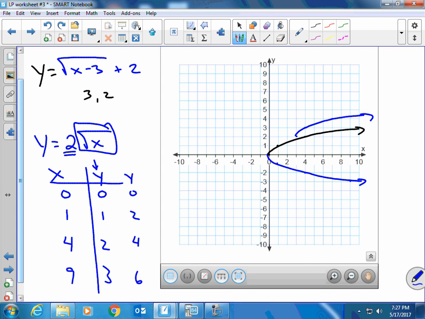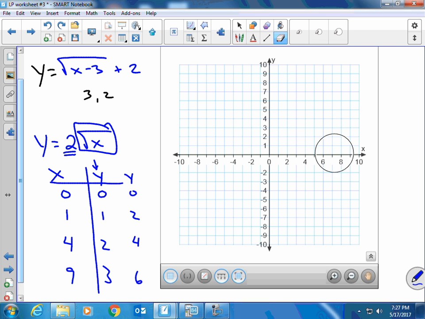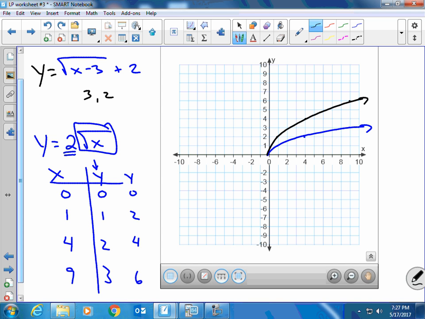So what does my new graph look like? Let's get rid of some of this other stuff. Here's my original: 0, 0, 1, 1, 4, 2, 9, 3. My new graph will be over 1 and up 2, over 4 and up 4, over 9 and up 6. It's a square root looking shape, but it's just stretched vertically.